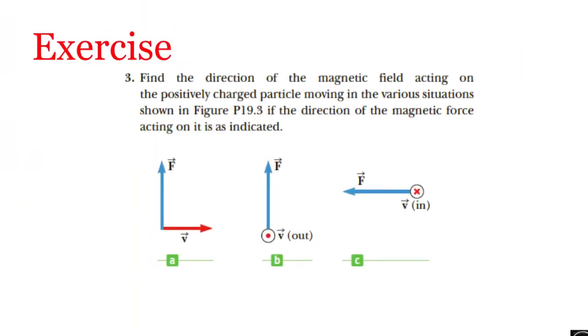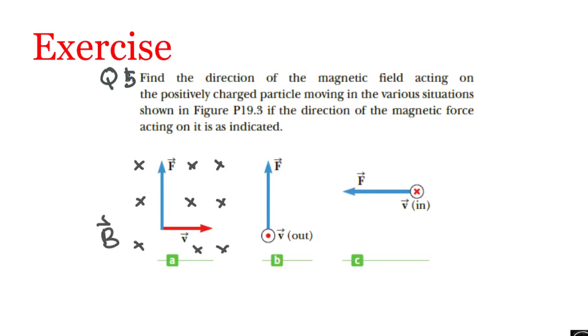Now, please try the exercise. This is question number 5 in your textbook. Alright, so you have force on the top of your screen. You have velocity to the right. So your B is into the page, isn't it? So your B is everywhere here, like this.